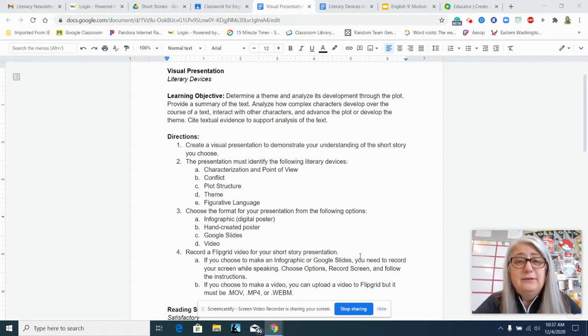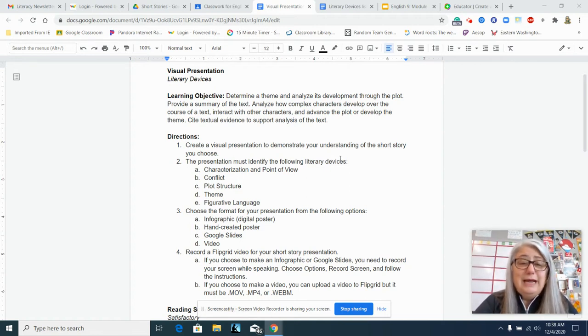Your learning objective: determine the theme and analyze its development through the plot, provide a summary of a text, analyze the characters and see how they develop over the course of the text, and cite text evidence to support your analysis. So you're doing quite a bit. But everything that we have done up to this point has led you to this, okay?